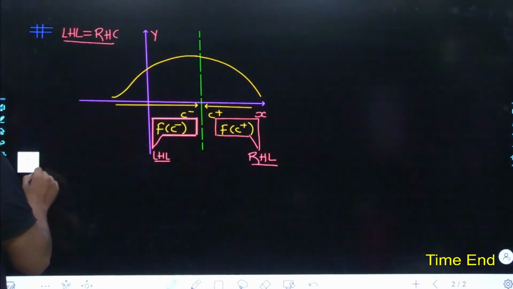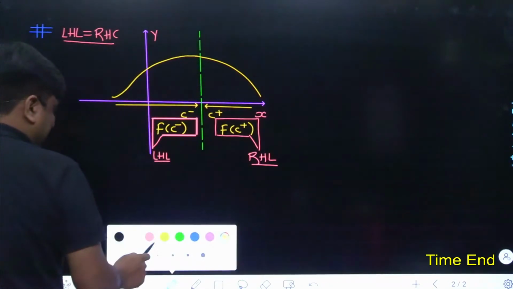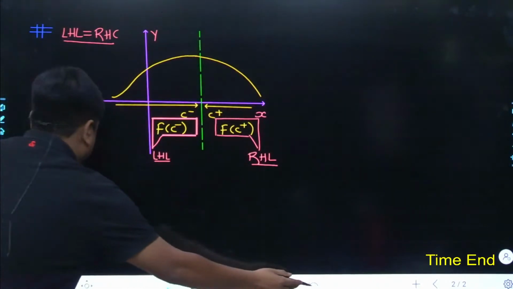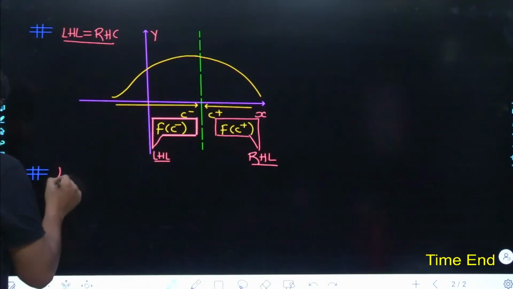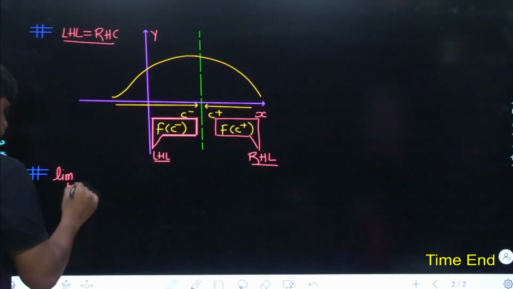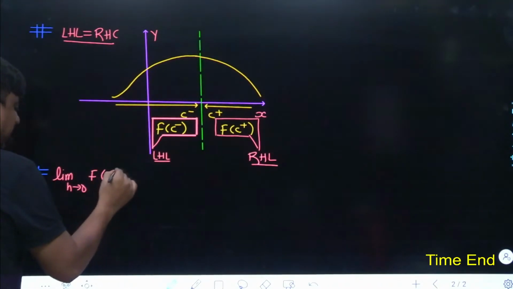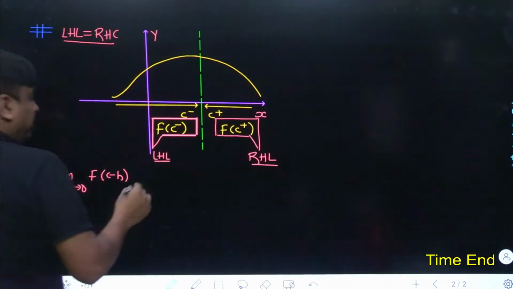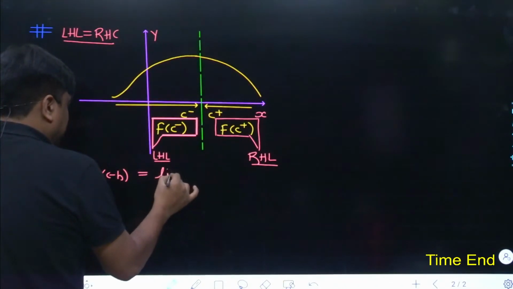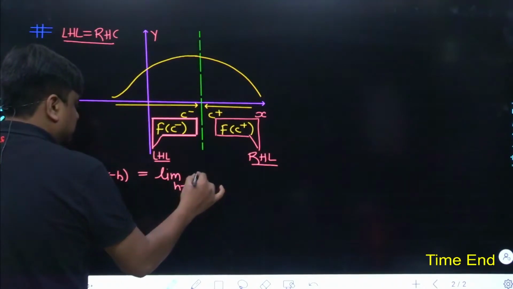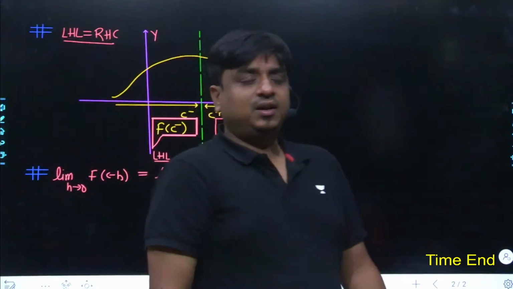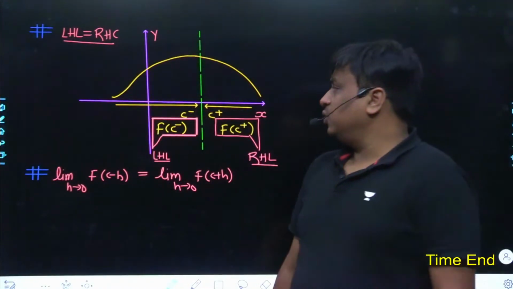Mathematically, how is it written? My test point is c. So the left-hand limit is written as limit h tends to 0 of f of c minus h. That means a very small value is being subtracted from c. So standing at f of c minus is the same as limit h tends to 0 of f of c plus h. Till this point, I feel each and every concept must be clear to all of us.